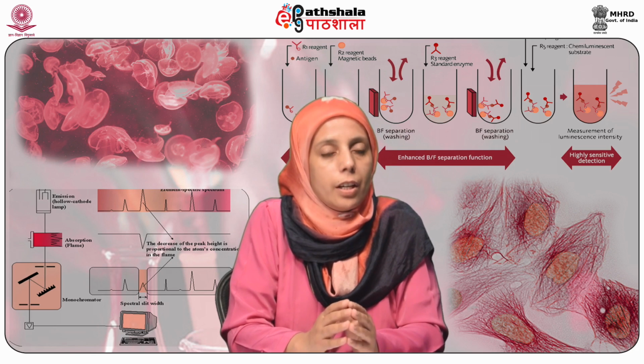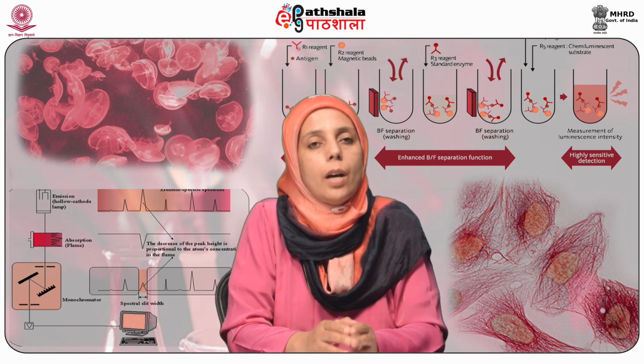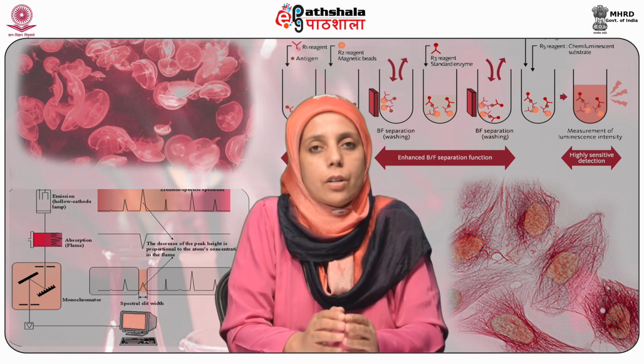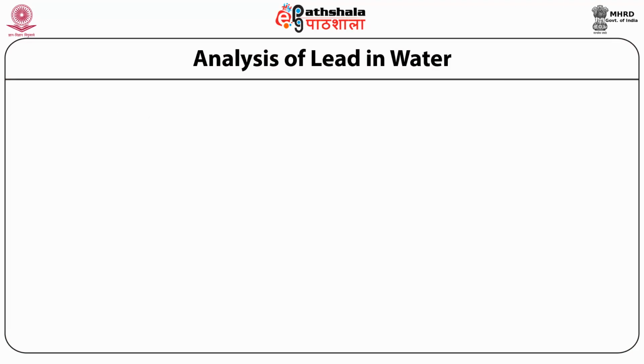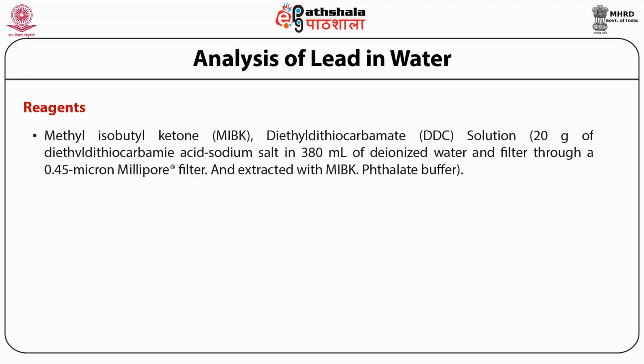As I mentioned, in instrumental techniques, the limitation is you have to proceed according to the instructions given by the manufacturer. The reagents required for determination of lead in water include methyl isobutyl ketone, diethyl dithiocarbamate solution, which is made by dissolving 20 grams of diethyl dithiocarbamate acid sodium salt in 380 ml of deionized water, filtered by a 0.5 micron millipore filter, and then extracted with methyl isobutyl ketone, and phthalate buffer.